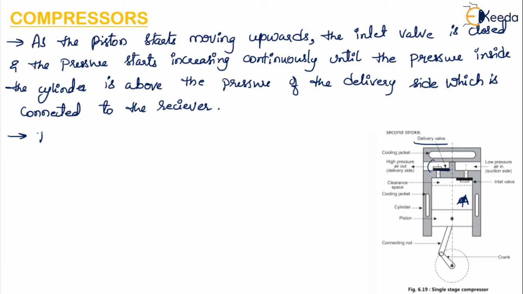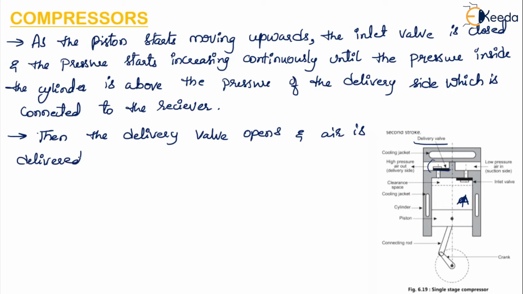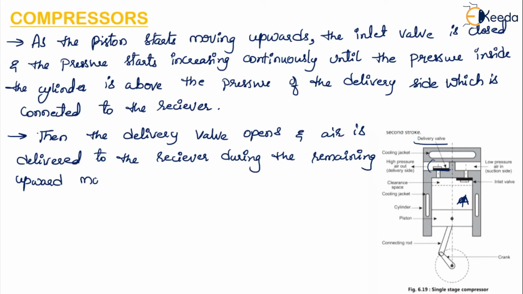So then the delivery valve opens and air is delivered to the receiver during the remaining upward motion of the piston.